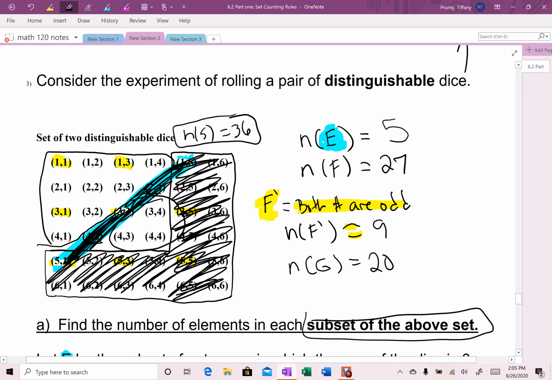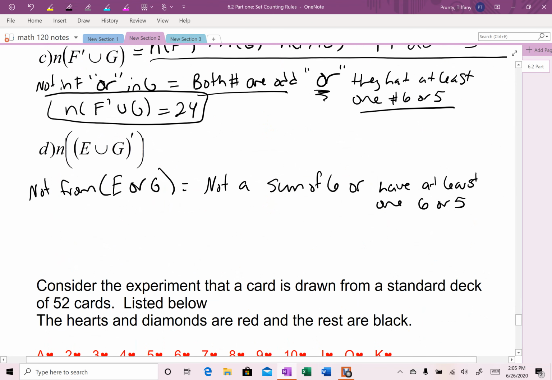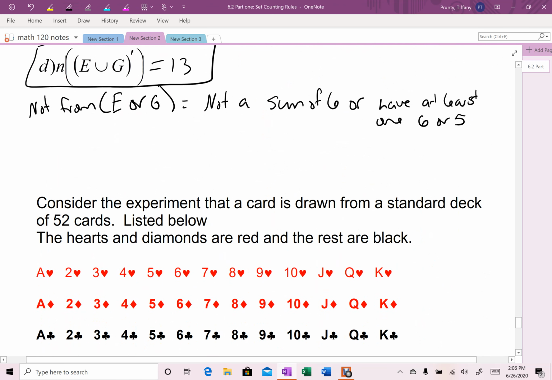All right, and if you look at them, all of the outcomes that are not crossed out do not have a 5 or 6 in it and are not a sum of 6. All right, so that answer was 13. There are 13 in that last group. All right, and that finishes up the rolling 2 dice. And again, make sure you're familiar with it. You'll see rolling dice again and again. There'll be a question about it.